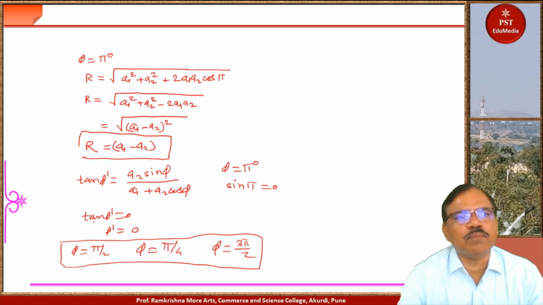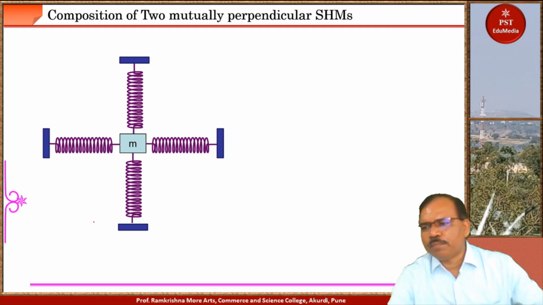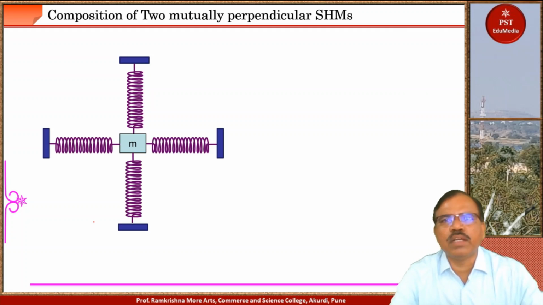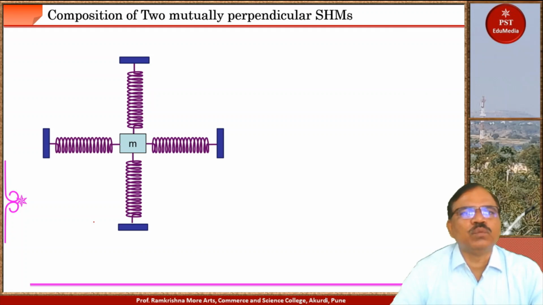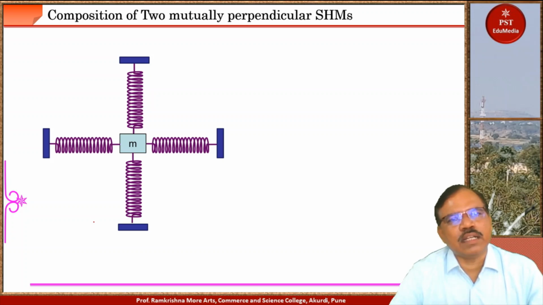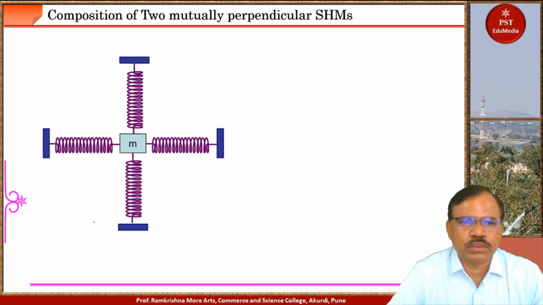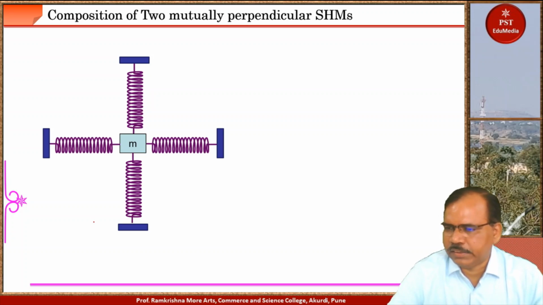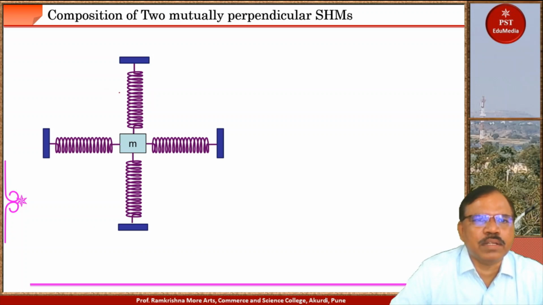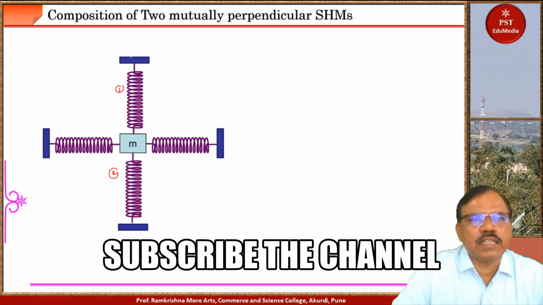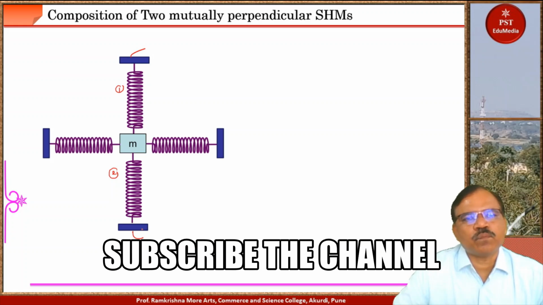Now we will see another composition. Composition of two mutually perpendicular SHMs. Means one simple harmonic motion is acting along the x-axis suppose, and another is acting along the y-axis. I have taken here a simple example. Suppose this is the first spring and this is the second spring, and they are attached to a mass like this. These are fixed supports. And this is now the third spring and this is the fourth spring. And here these are fixed supports.